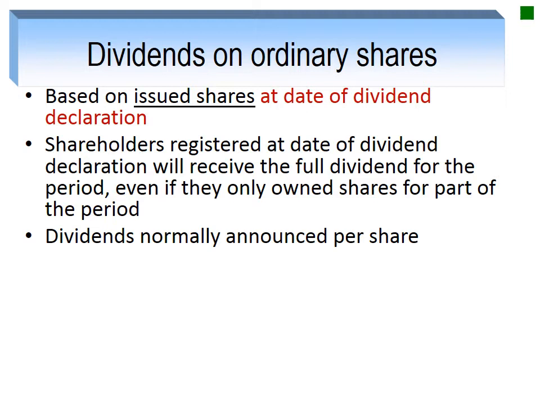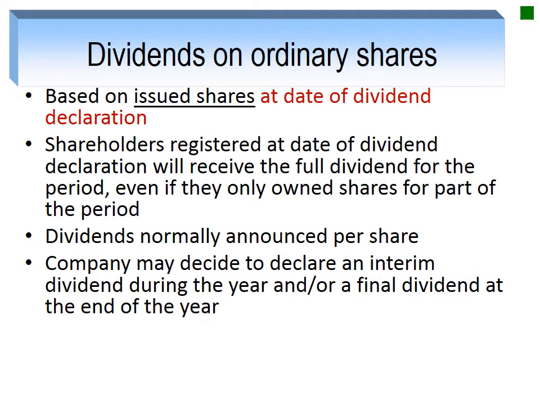With regard to ordinary dividends, the dividends are announced per share. So the company would say, for example, that the dividend is 10 cents per share. The company can decide to declare an interim dividend during the year and a final dividend at the end of the year, or it may only have an interim dividend, or it may only have a final dividend. It's really up to the discretion of a company. The one does not have an effect on the other one. Whether it's an interim or a final dividend, the accounting treatment will be the same. And I'm going to show the accounting treatment to you in the next slide.